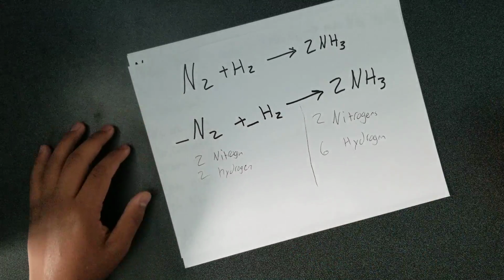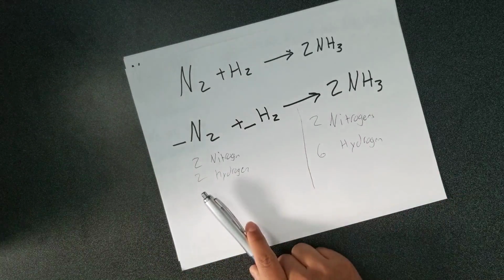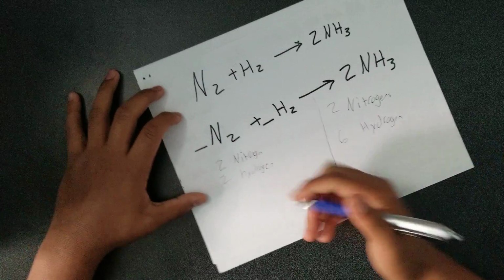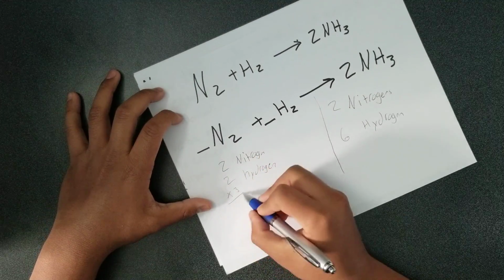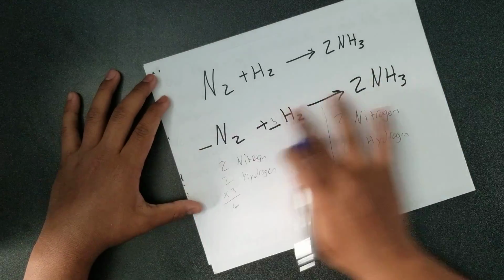This is the problem right here. On this side of the equation, there's 2 hydrogens. However, on the other side, there's 6. So how would you make this into this? An easy way is just multiplying by 3. So now you just put a 3 in front of the H2, and now this equation is balanced.